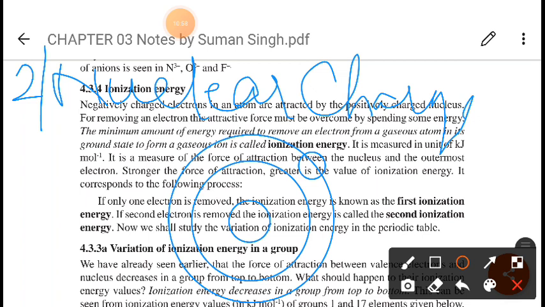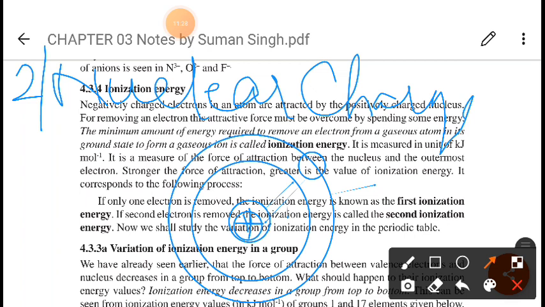Suppose the magnitude of this nuclear charge is increasing, then what will happen? The valence shell, this one is the valence shell, right? This valence shell will experience more and more pull towards the nucleus, if the magnitude of the nuclear charge is increasing.